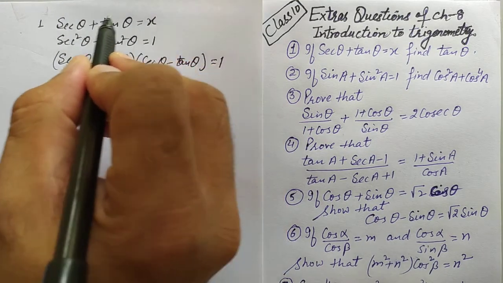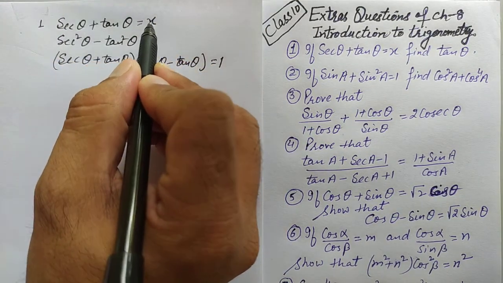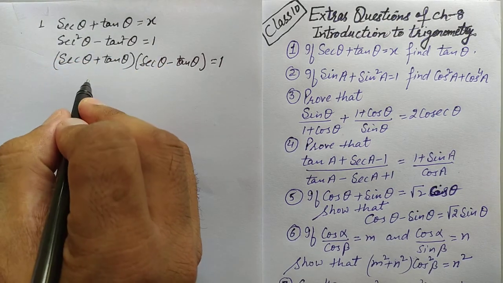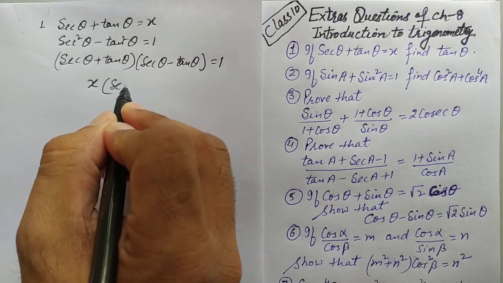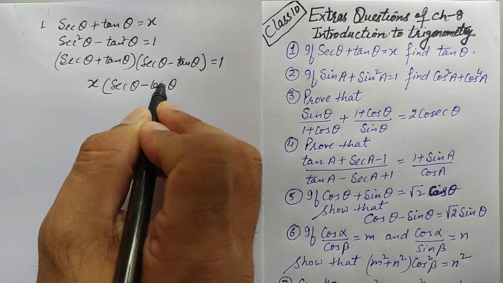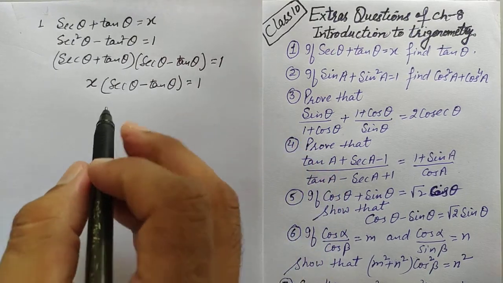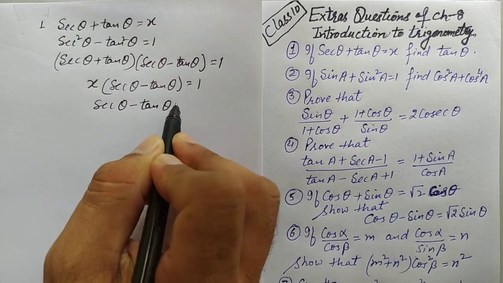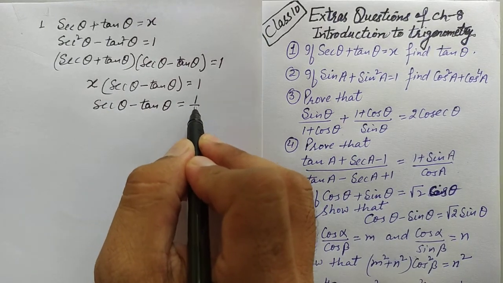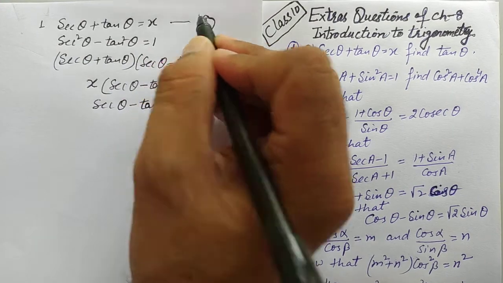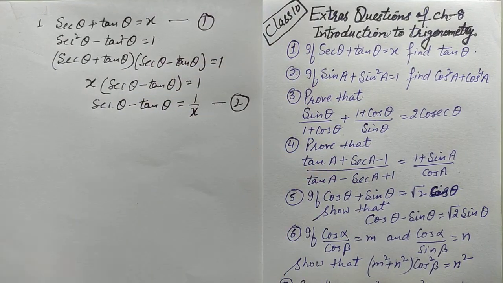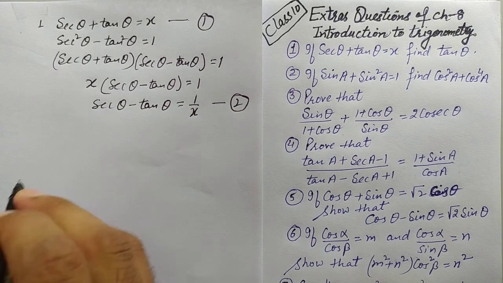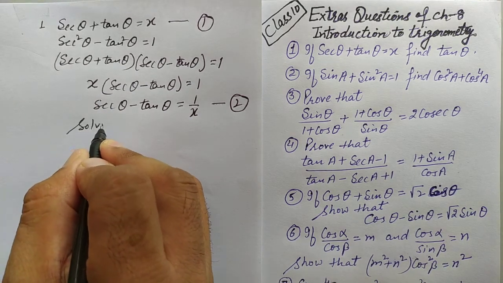Now what is given to us? Secant theta plus tan theta is given as x. So we can fill in x here, and it becomes x into (secant theta minus tan theta) is equal to 1. So the value of secant theta minus tan theta, this x will go in the denominator, so it is 1 over x. Suppose this is equation 1 and this is equation 2. Now we can solve equations 1 and 2 by the elimination method.